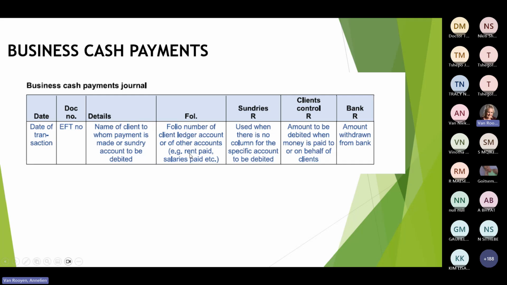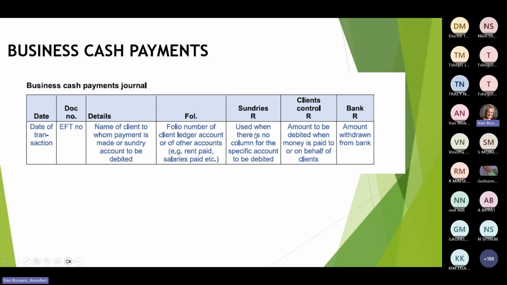The debit, like rent paid, salaries paid, it will be debited. So we put in the cross references so that we can trace this transaction. Where did I put this in my general ledger?